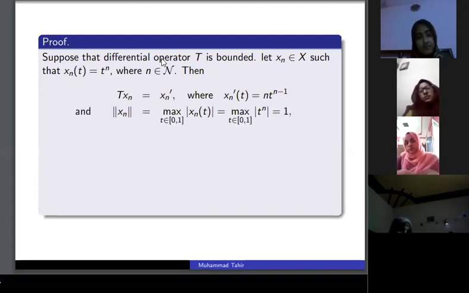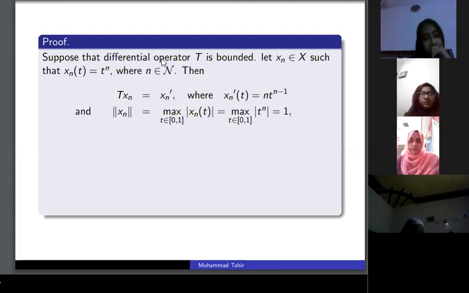So what is the norm of x_n? The norm of x_n is the maximum value of x_n(t) from 0 to 1. We have easily t raised to the power n is x_n. So what is the maximum value of t raised to the power n? When t belongs to [0, 1], it is 1. The maximum value of t will be 1. So 1 raised to the power n is 1. So the norm of x_n is 1.